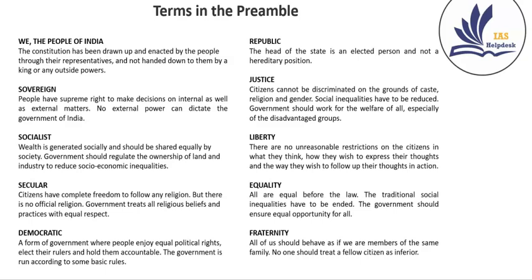And our next word is secular. So this word also got added by the 42nd Amendment Act, and it means that the state will not have any religion of its own, which means the state has no religion. And on the other hand, individuals can freely practice, profess and propagate their religion.